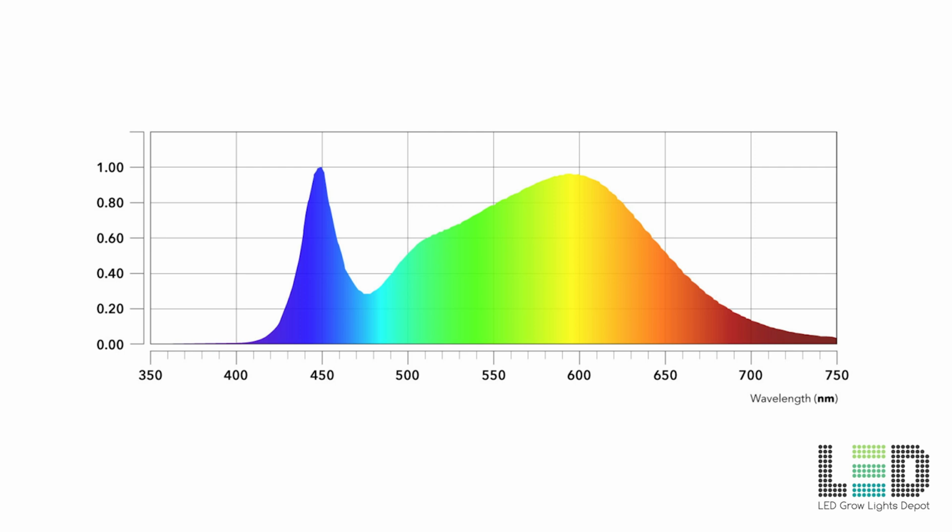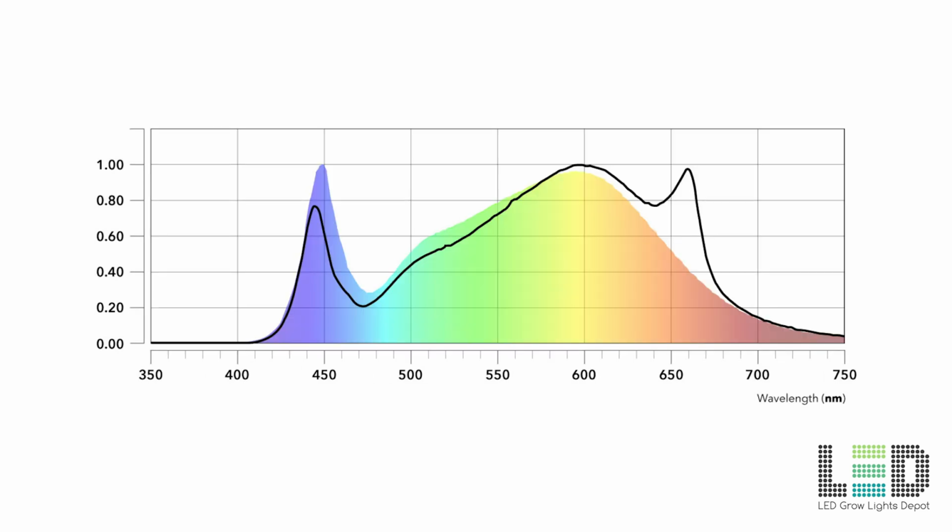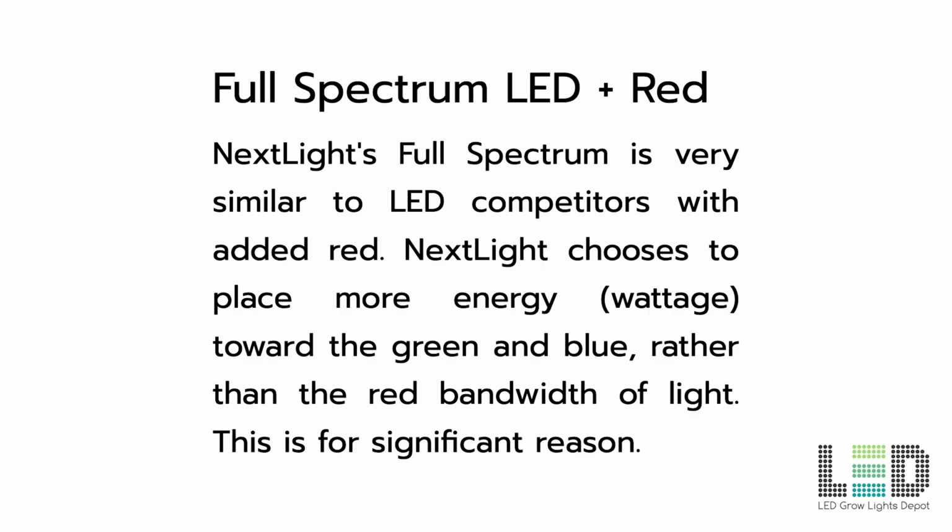This is the same spectrum that they have been using since the beginning. They have not altered the spectrum at all, while other companies have used the spectrum model and added other wavelengths to enhance the spectrum, including UV, deep red, and or far red. NextLight is a bit of a maverick in the space and have kept it simple by not adding deep red. According to their website, NextLight's full spectrum is very similar to LED competitors with added red.